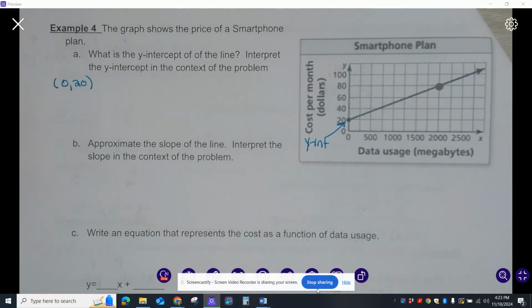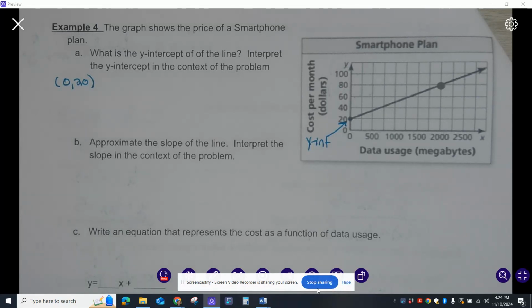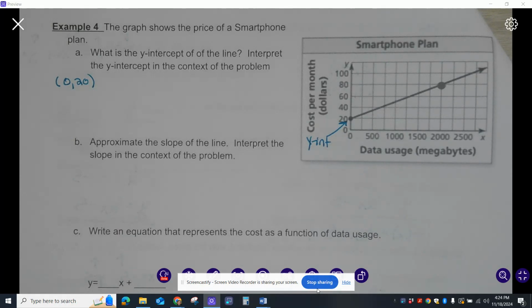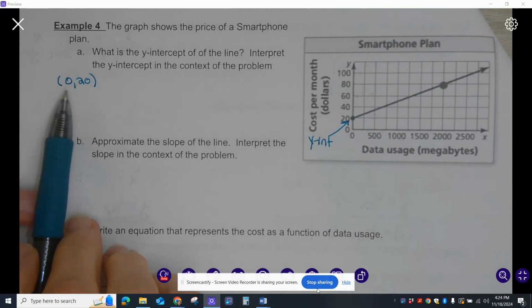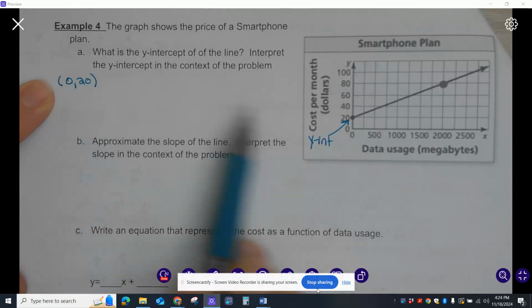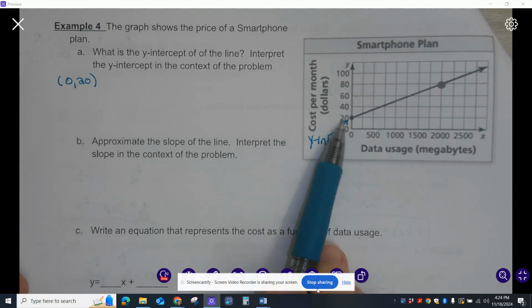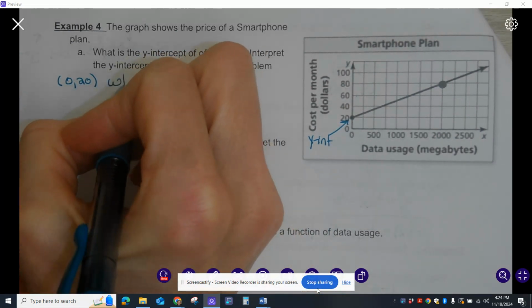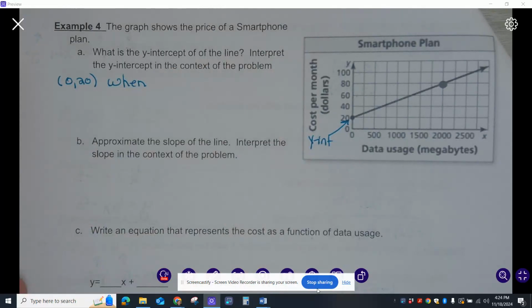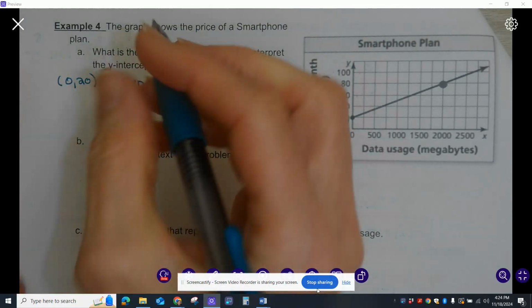Then it says, interpret the y-intercept in context of the problem. The context of this problem is data usage and cost, so I want to make sure I'm talking about data usage and cost. So this is x is 0. That means my data usage is 0, and my cost, the y, is 20. If I'm interpreting this, I want to say basically what I just said: when data usage is 0, the cost is $20 per month.